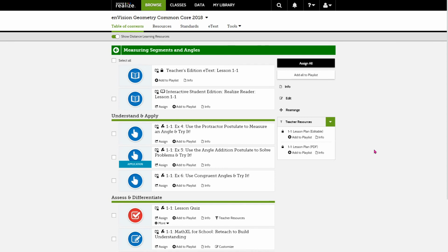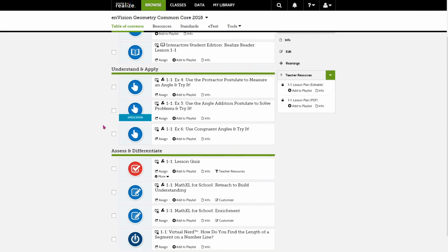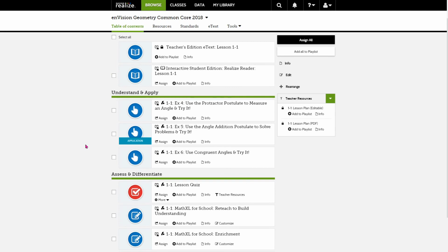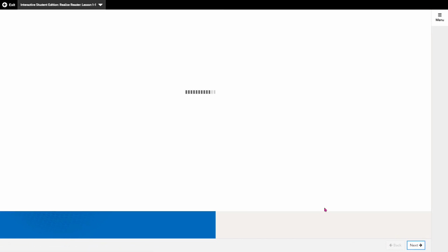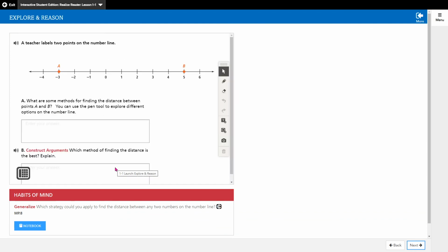So let's take a look at what the first lesson is going to be. You should see something similar to this view in your side of the digital text. I know it'll be a little different, but you'll see the parts that I assigned to you. I'm going to make you go through the Interactive Student Edition of Realize Reader. There are some things I want to go over here. You can look through all these essential questions and things, but you can do that later. It's going to tell you what we're going over. Cool. Just click Next to go through the lesson.